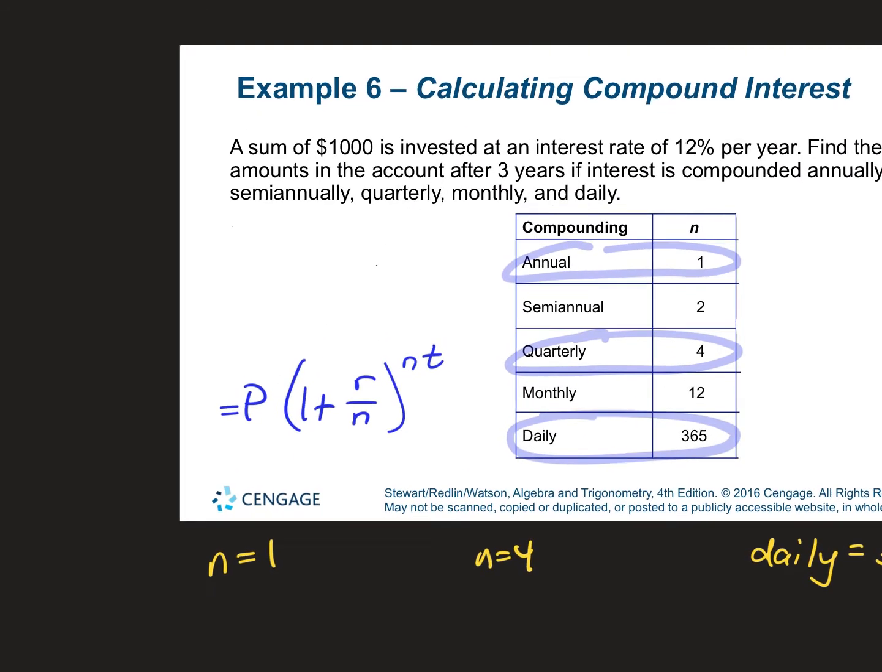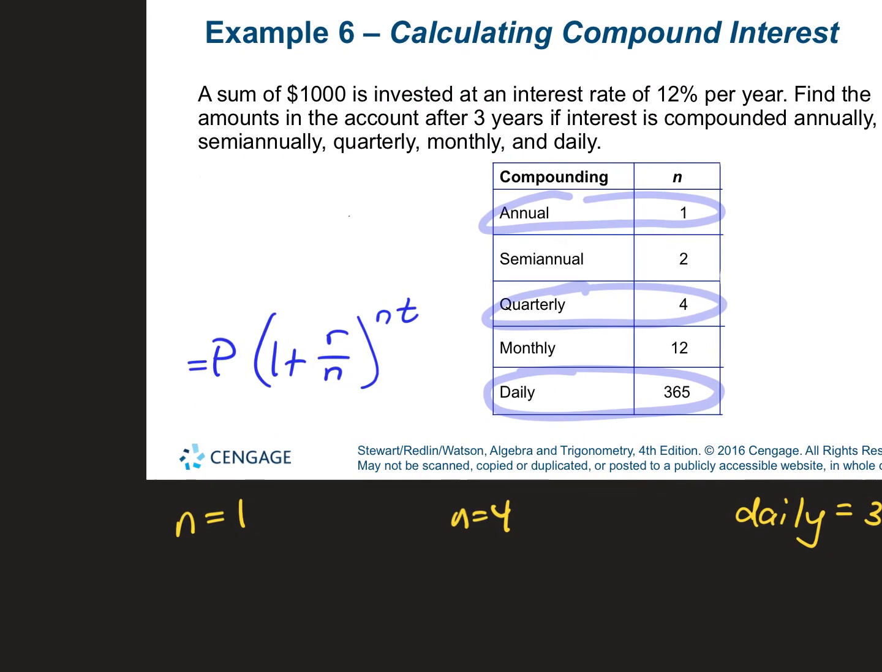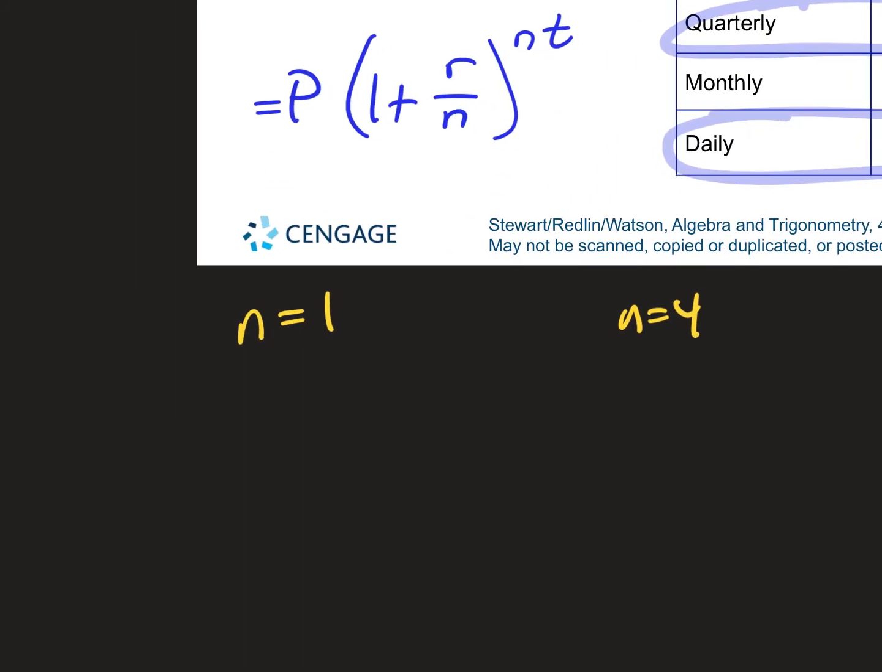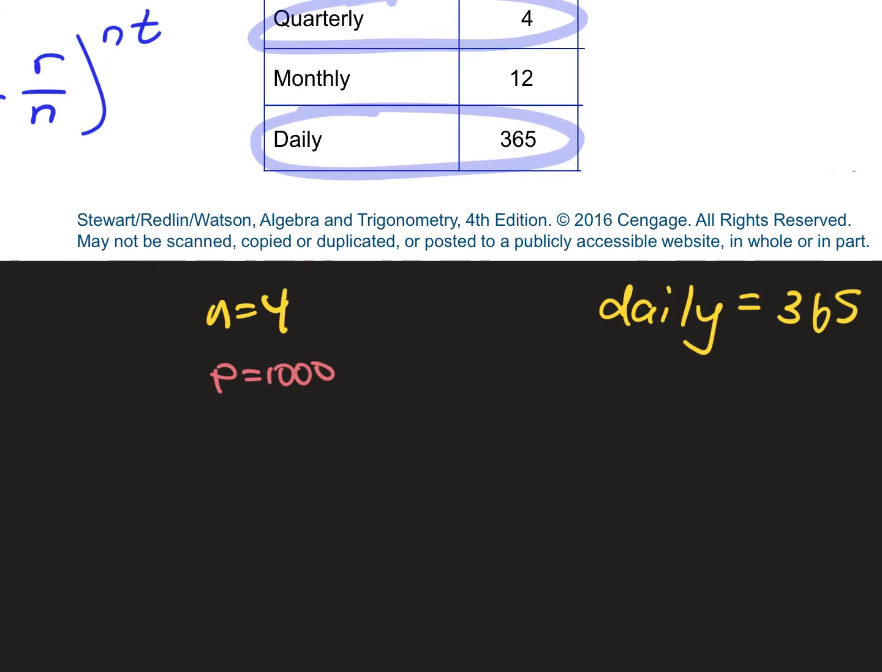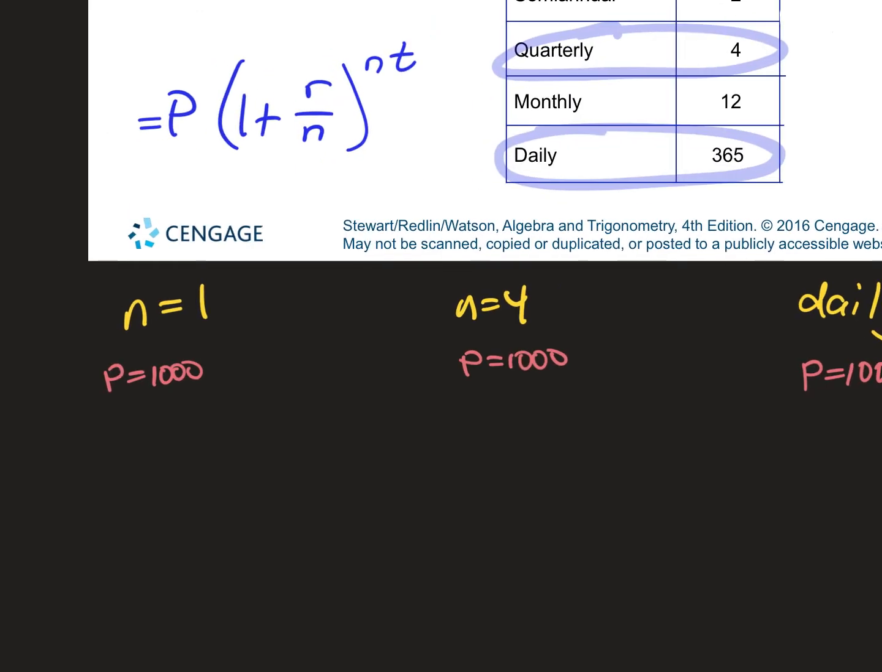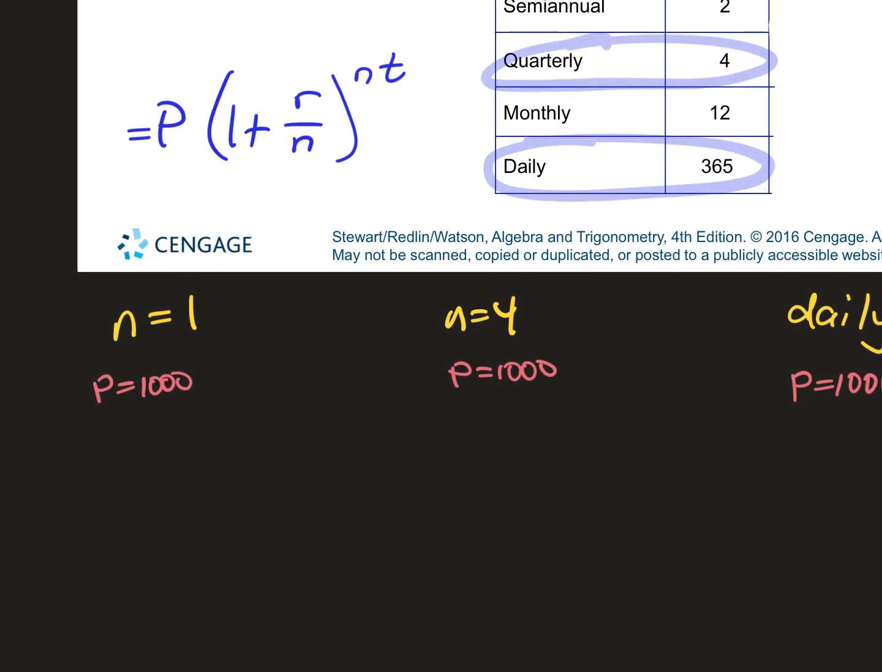Now, there's some information that they told us in this problem that we're going to use for each problem. What is the initial amount of money that we're investing? $1,000. So in every case, my P is 1,000. Everybody see that? Did not change. I'm investing $1,000. I want to see how after 3 years, how the amount changes of what I have accrued.